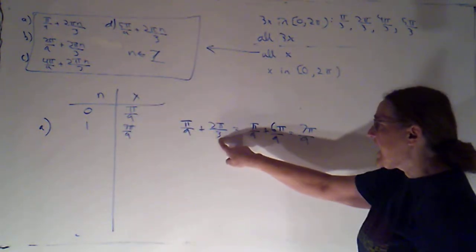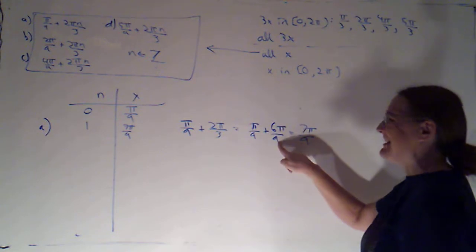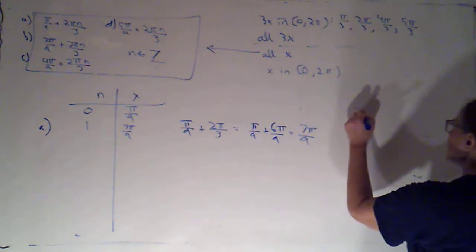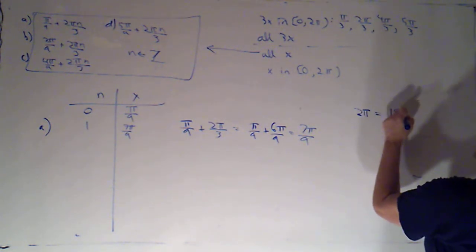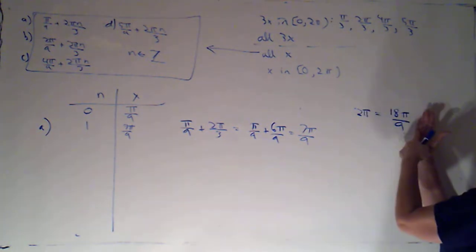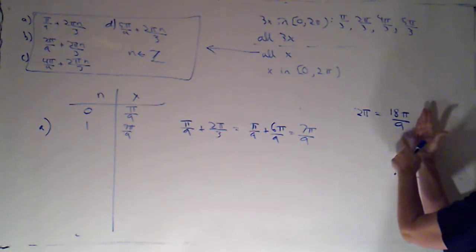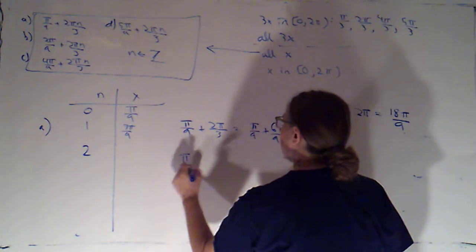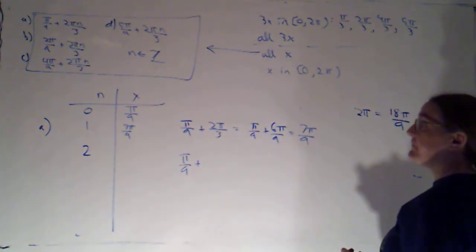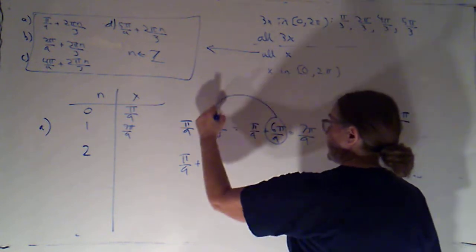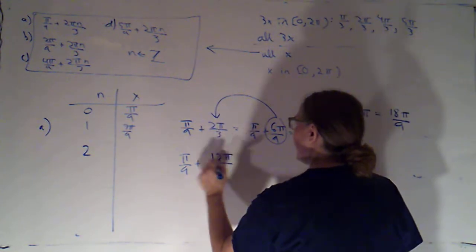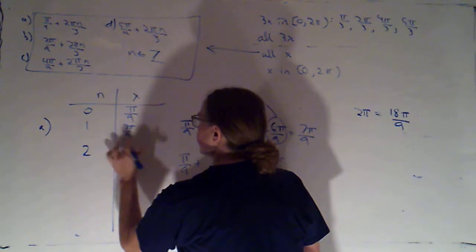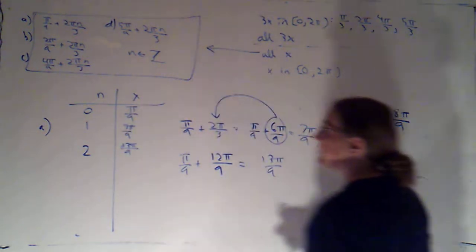So if I'm adding 2 pi over 3, every time I do that, I'm adding 6 pi over 9. That's going to be important because I'm always adding in ninths. And let's just notice that 2 pi would be 18 pi over 9. So if I go bigger than 18 pi over 9, I'm too big, but that's my cutoff. So if n is 2, I'm adding pi over 9 plus 2 copies of 6 pi over 9, because that's what 2 pi over 3 is. So that would be plus 12 pi over 9. So that would give me 13 pi over 9.